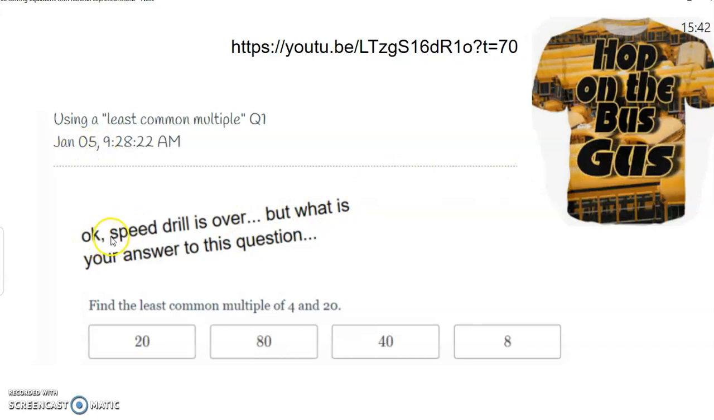Okay, so the speed drill is over, but what is your answer to this question? You probably saw this. What's the least common multiple of 4 and 20? Well, 4, 8, 12, 16, 20. Ooh, 20's in there. So it's 20, right? 40 is a common multiple. 80 is a common multiple. 8 is not a common multiple. This is the lowest common multiple, and that's what we're kind of interested in.